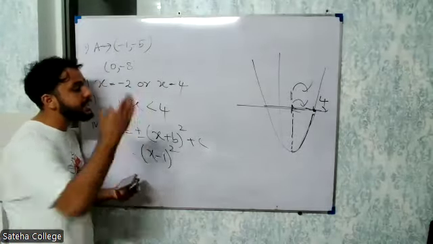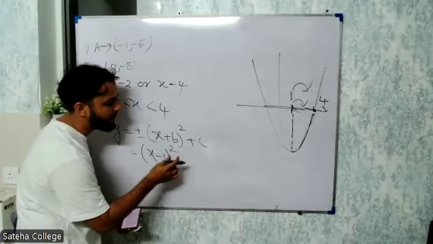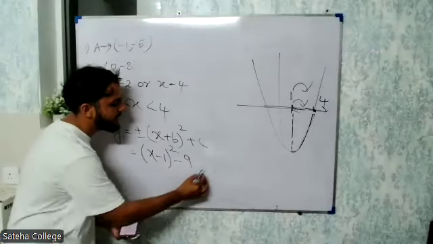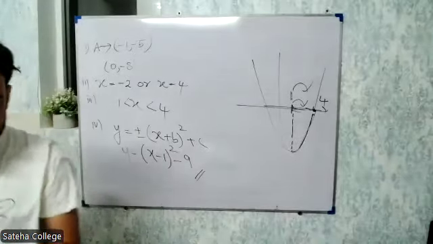9. C is the minimum value. So your minimum value is 9. Plus or minus? Minus 9. So your final answer, y is equal to (x minus 1) squared minus 9.